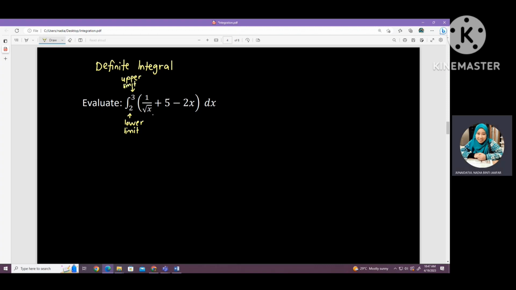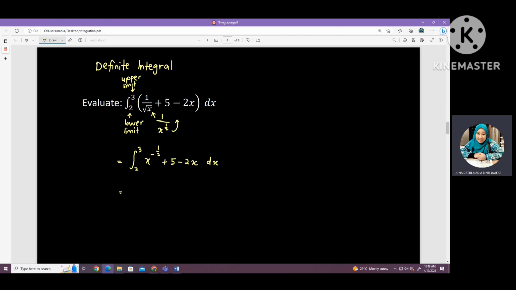Okay. And then for the function, we can see here we have 1 over square root of x. So we must change 1 over square root of x first. We know that square root of x means x to the power of 1 over 2. And then we bring x to the numerator. So we will have x to the power of negative 1 over 2 and then plus 5 minus 2x. And this function we didn't integrate yet. I just bring x to the power of half to the numerator. So we must write the symbol of integration and the dx here. And then this is the definite integral. Don't forget to put the limits from 2 to 3.